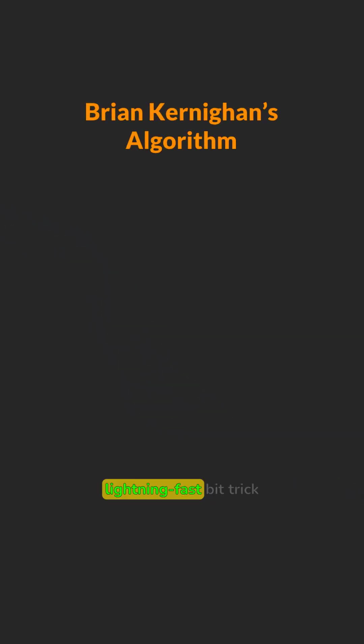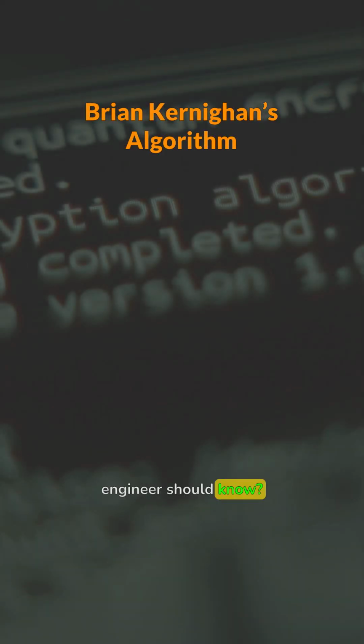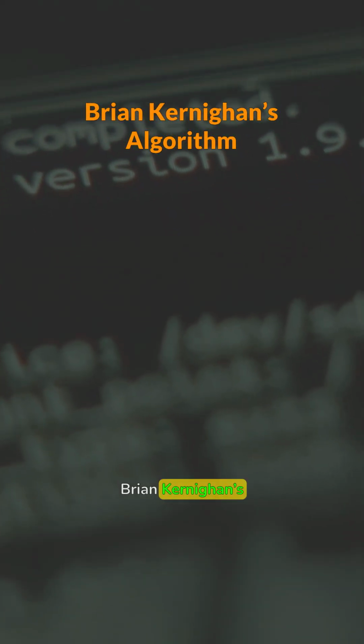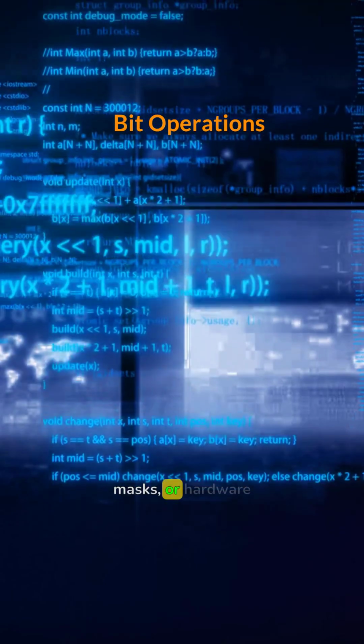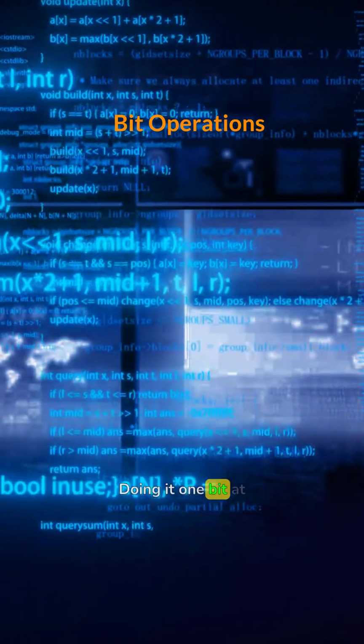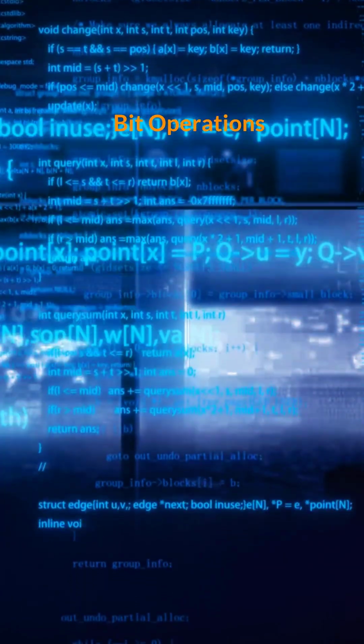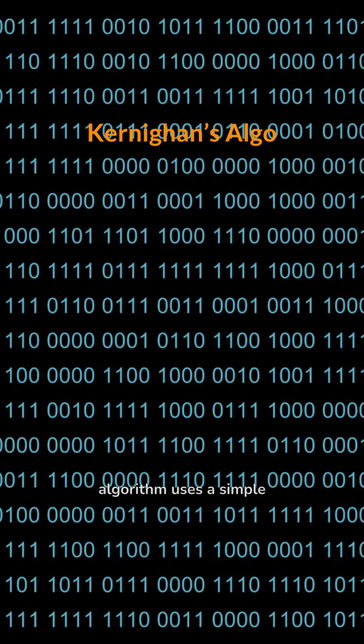You want a lightning-fast bit trick every embedded engineer should know? Let's talk Brian Kernighan's algorithm. In embedded systems, you often need to count bits or clear them for flags, masks, or hardware registers. Doing it one bit at a time is slow. Kernighan's algorithm uses a simple idea.